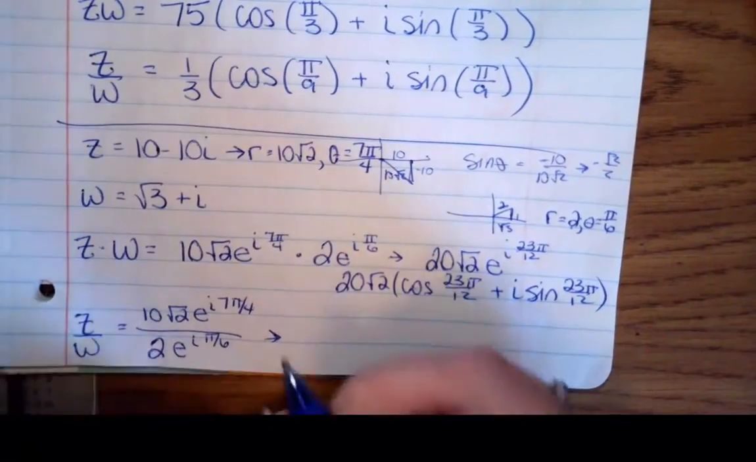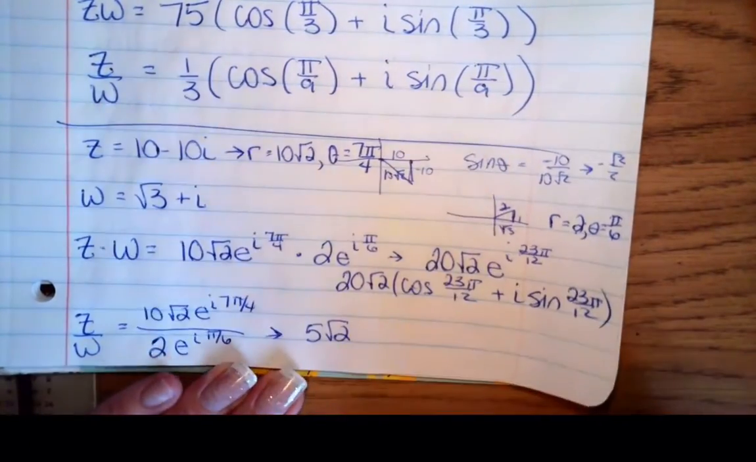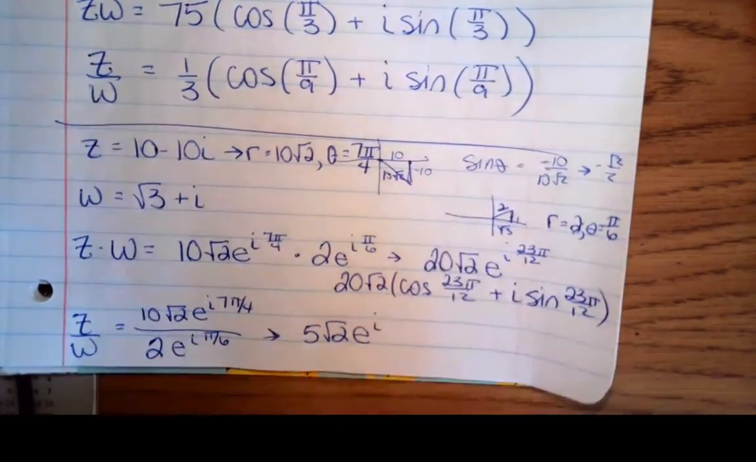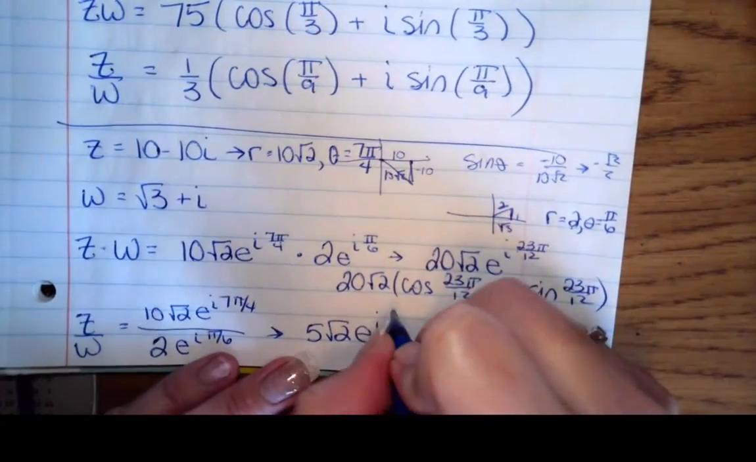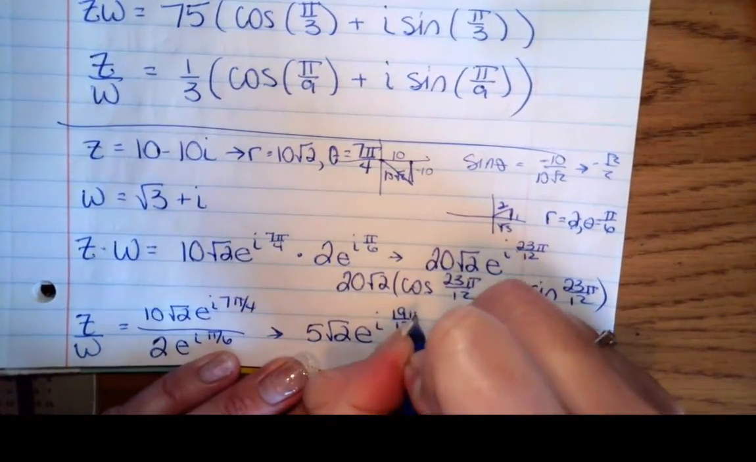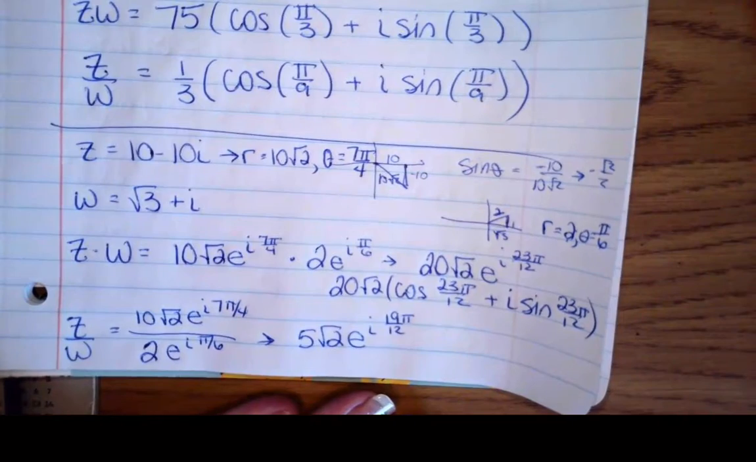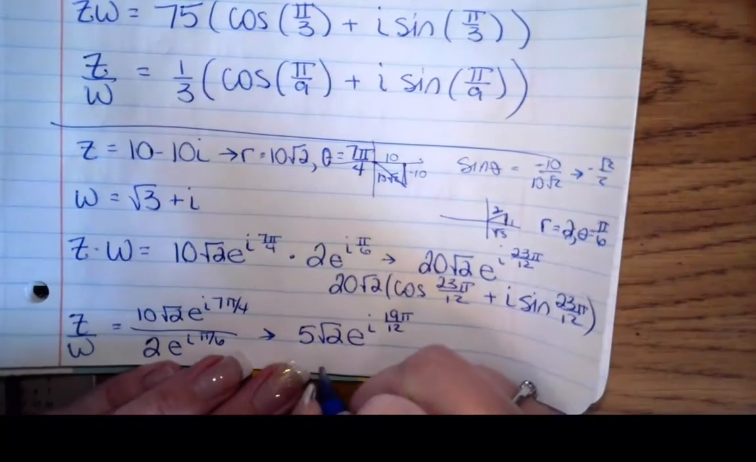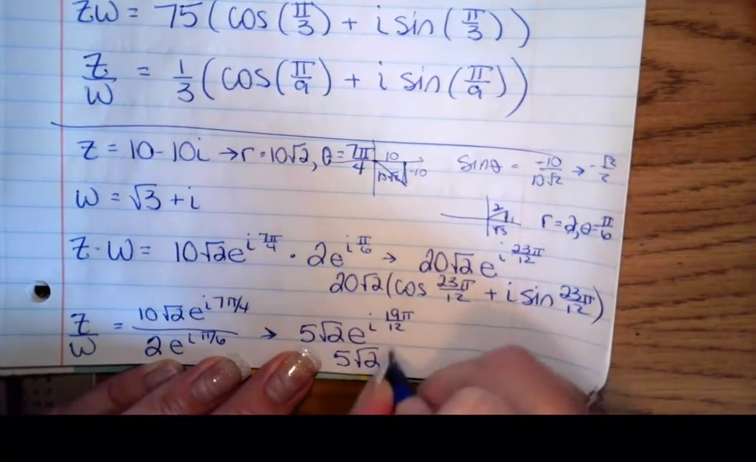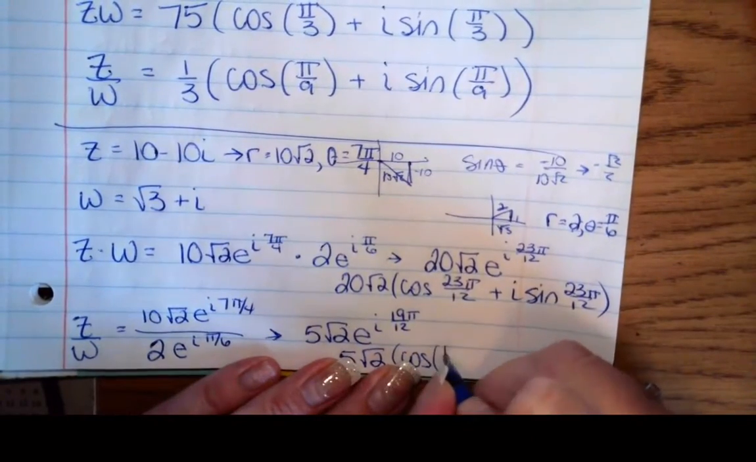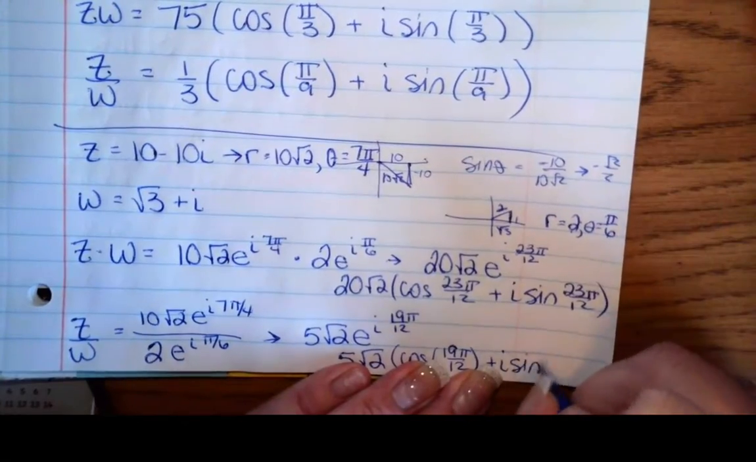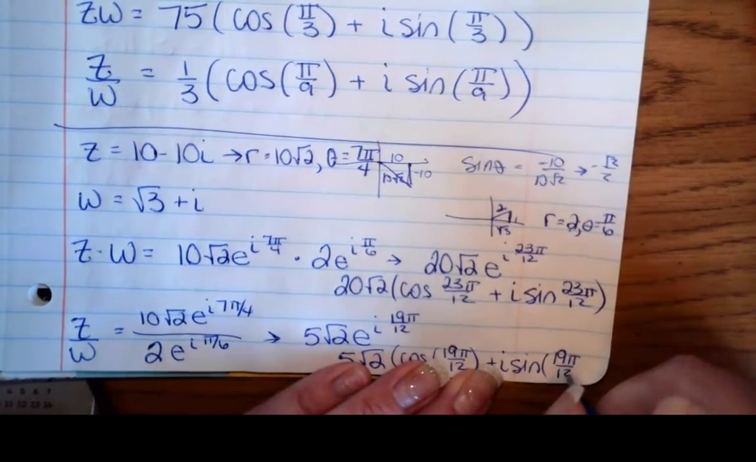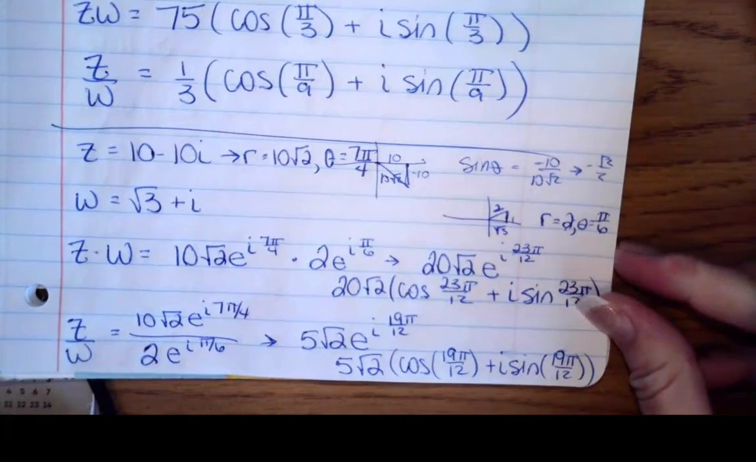So 10 root 2 over 2 is 5 root 2. And then I've got e to the i 7 pi over 4, which is the same thing as 21 pi over 12, minus 2 pi over 12 gives me 19 pi over 12. So that's exponential form. And then polar form will be 5 root 2 times the cosine of 19 pi over 12 plus i times the sine of 19 pi over 12.